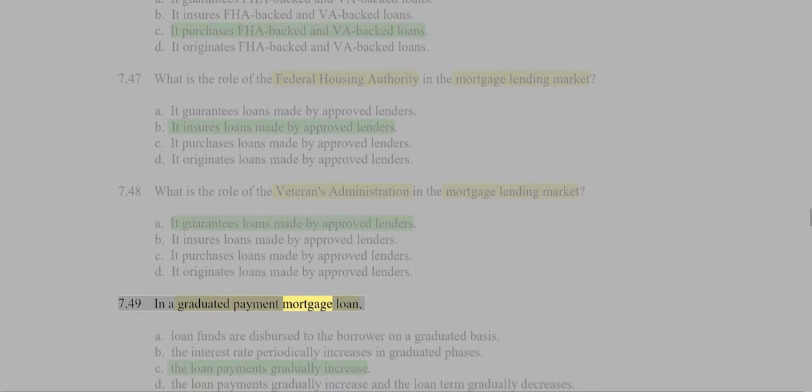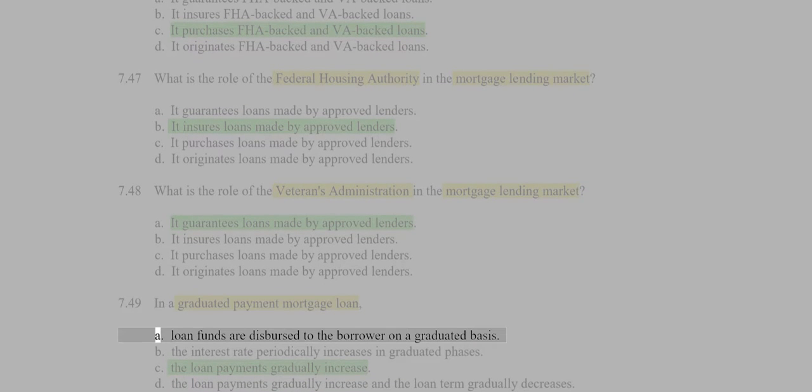7.49 In a graduated payment mortgage loan, A. loan funds are disbursed to the borrower on a graduated basis. B. The interest rate periodically increases in graduated phases. C. The loan payments gradually increase. D. The loan payments gradually increase and the loan term gradually decreases.